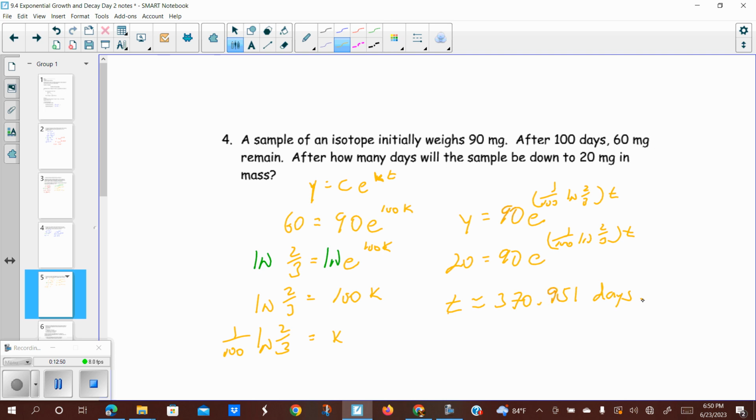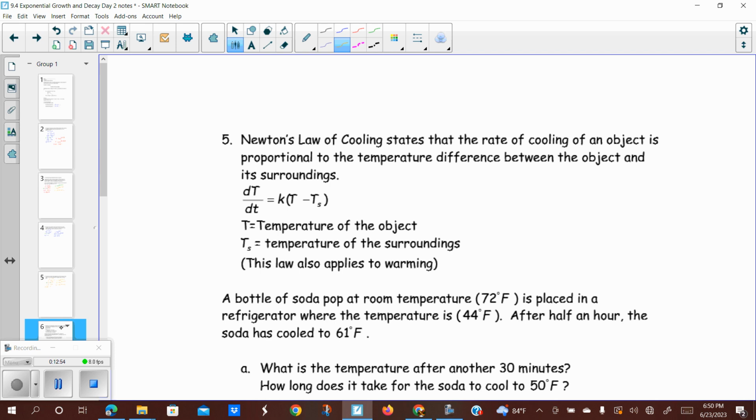All right, our last problem. This one's a little bit different. This is what is called Newton's law of cooling. And Newton's law of cooling states that the rate of cooling of an object is proportional to the temperature difference between the object and its surroundings. So I'm going to be honest with you, this is really exactly the same problem. The only thing that's different is that instead of just having a single variable attached to your k, it is the difference in the surroundings.